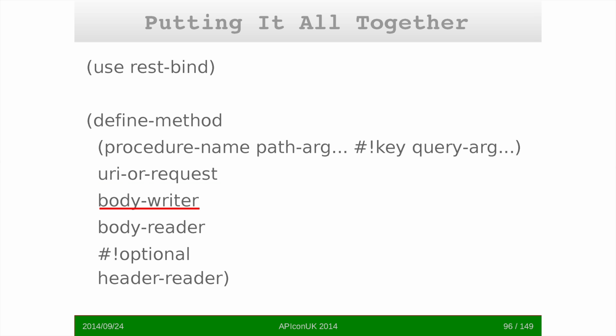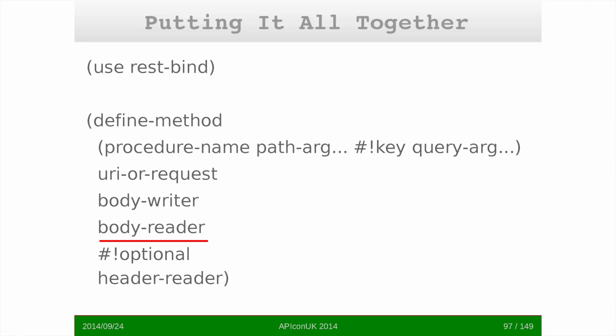You give it a body writer. So some requests, like GET requests, don't have a body. Some requests, like POST requests, have some information that goes along in the body of the request, like the file you're uploading or something like that. There's a body reader which knows how to read the response that comes back from the server. And then optionally, this is something I added later, some APIs set certain HTTP headers in the response that you need to know about, so you can have an opportunity to read those as well.